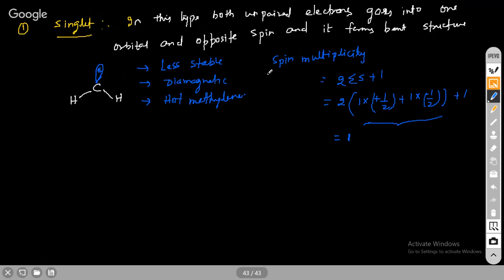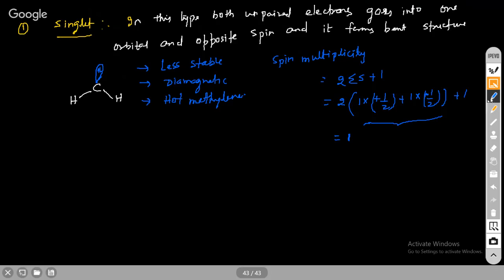How do we calculate this? The formula of spin multiplicity is 2 summation of s plus 1. For s, one electron clockwise, so 1 into plus half, plus one electron anti-clockwise, 1 into minus half. So plus half minus half gets cancelled, and we are left with 1. So spin multiplicity is 1, that's why it is singlet carbene.